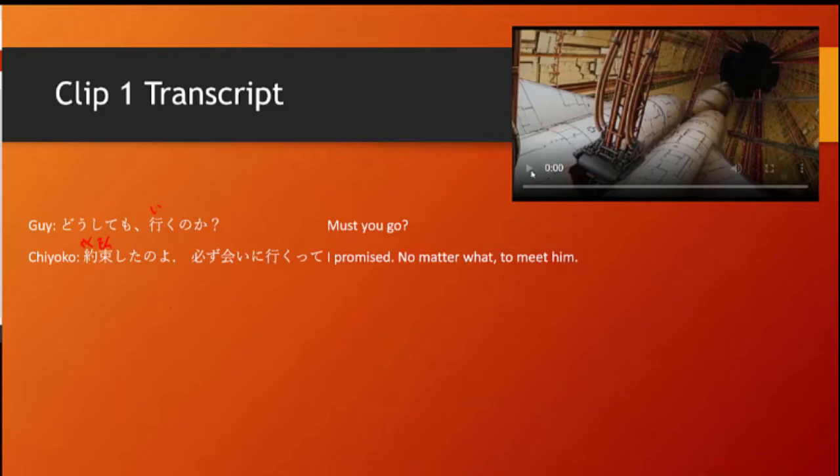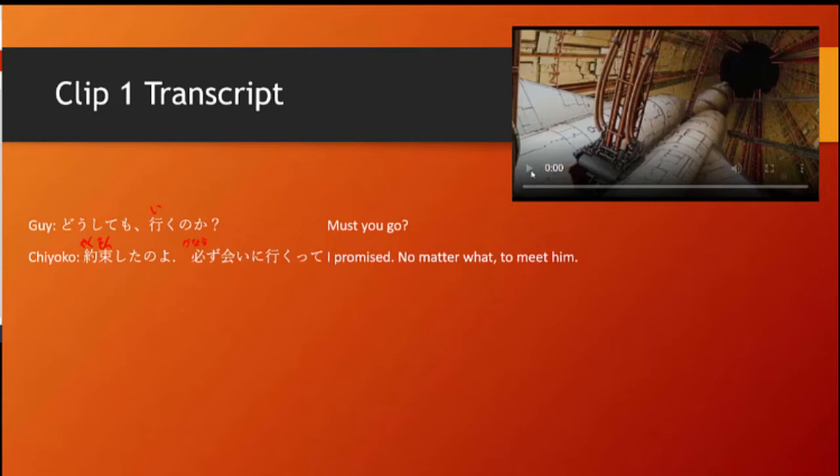You can also contract that no into an n. Yakusoku shita n da yo. I promised. Kanarazu. So that's no matter what. Kanarazu. Ka. Na. Ra. Zu. Ai ni iku te. So, going to meet. If you take a verb and change it to its masu stem, which means you'd say aimasu, so we've turned aimasu to ai, and you add ni iku, it means you're going to do an action.